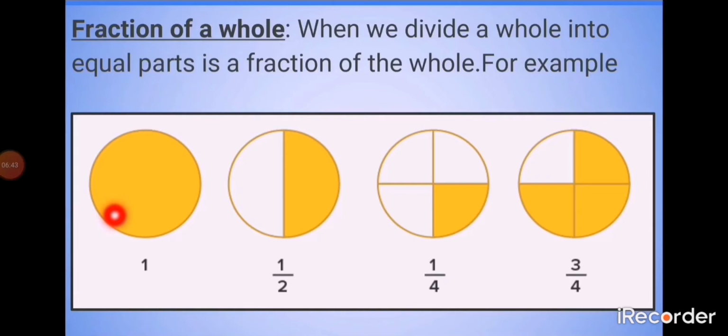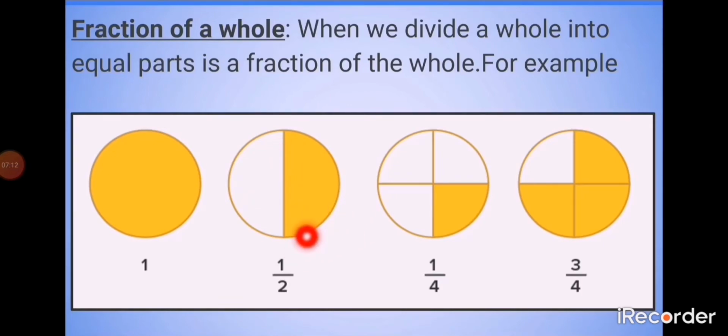Now look at the first one again. A complete shape, one whole. Now this circle is divided into 2 equal parts. And we say each one is half of the whole. So each half is 1 out of the 2 equal parts of the whole. And we write each part as 1 by 2, 1 out of 2. Here it is written.